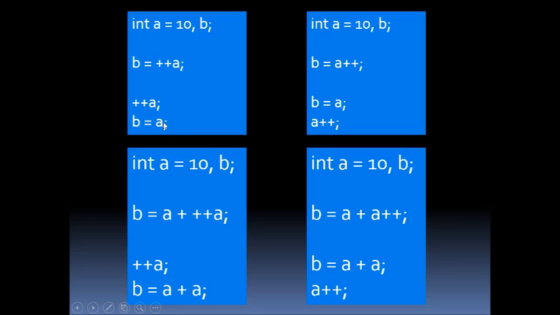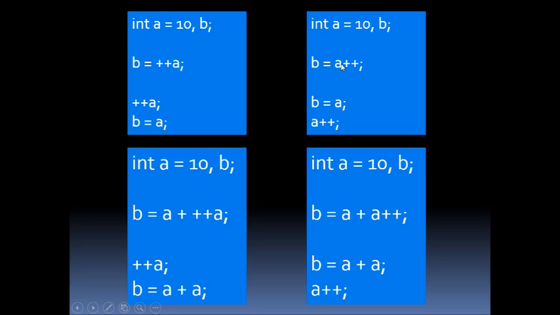So both should print 11. In the next case, we have used the post-increment operator. In this case, A is incremented after it is assigned to B. So the first operation is assign the value of A to B and then increment the value of A.